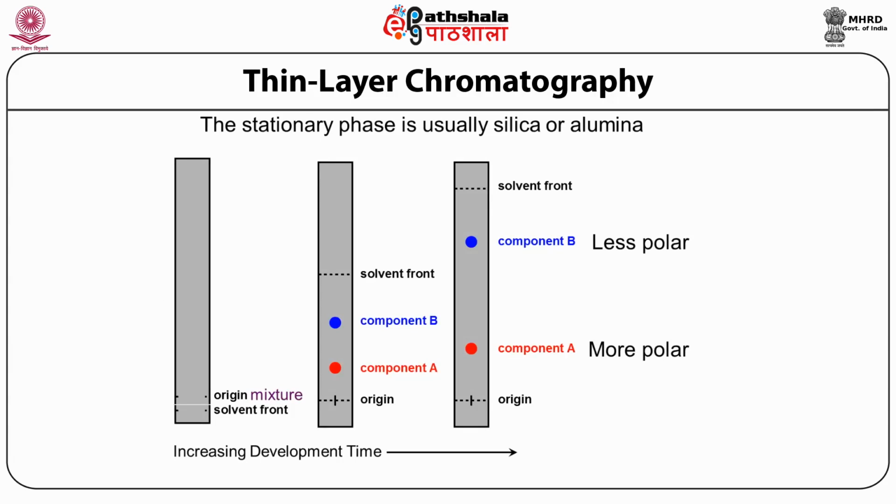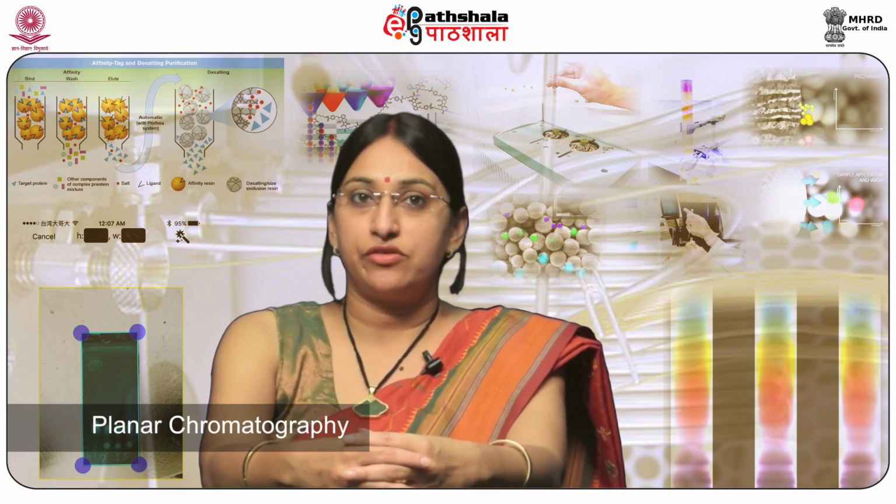In this, the adsorbent material, usually silica or alumina, is coated on a flat plate made of glass, aluminum foil, or any other inert support material. The principle of separation remains the same, and the components are analyzed on the basis of their RF values and visualization on the chromatogram. Visualization methods in planar chromatography.